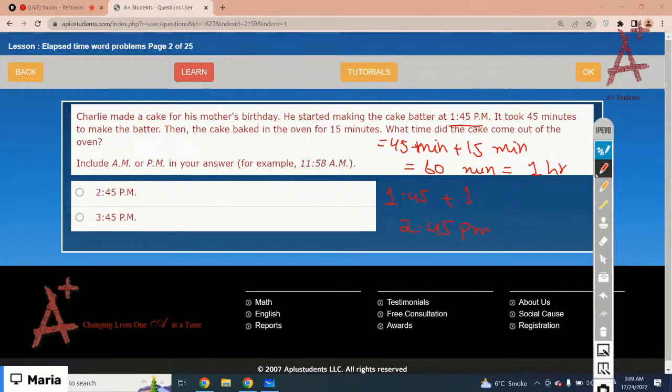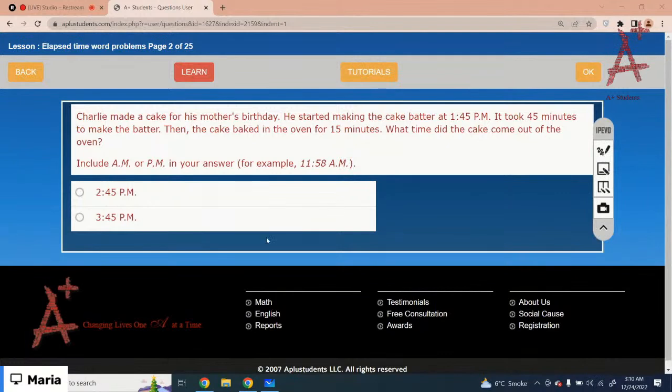If you have any problem, any question, you can write the question in the chat box. I'm here to answer all your questions if you have any. Got it? So that means if he starts making the cake at 1:45 p.m., after 1 hour it will be 2:45. Got it? Just select the correct option and click on the OK button.